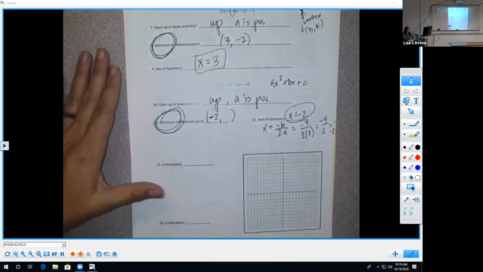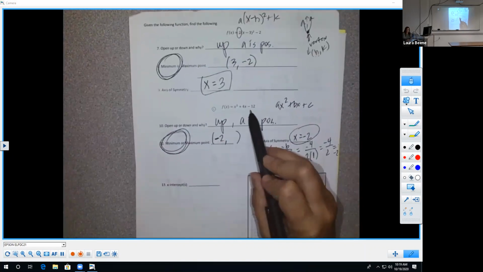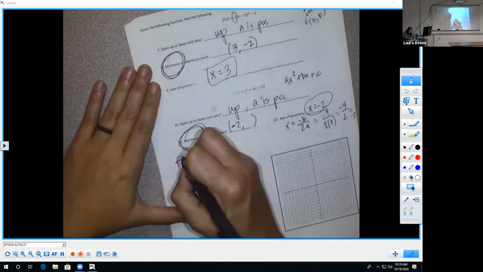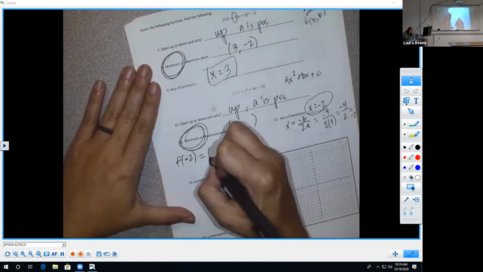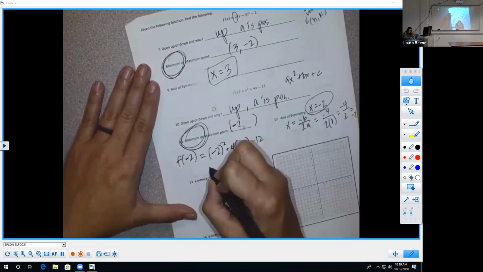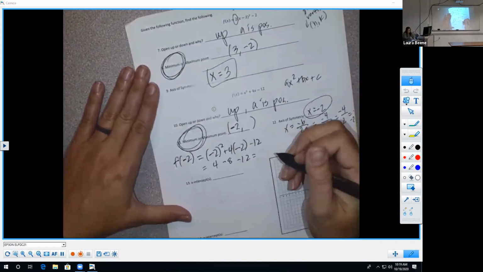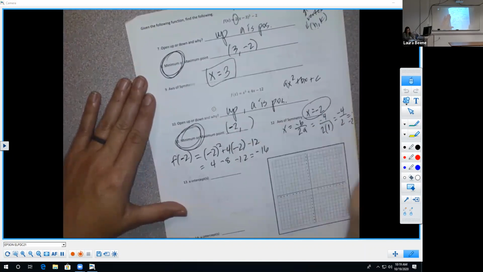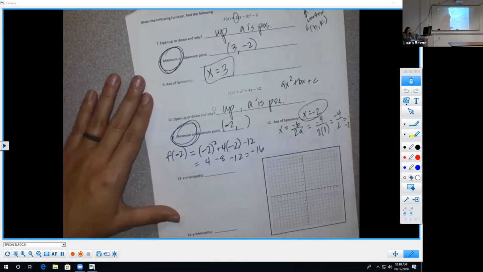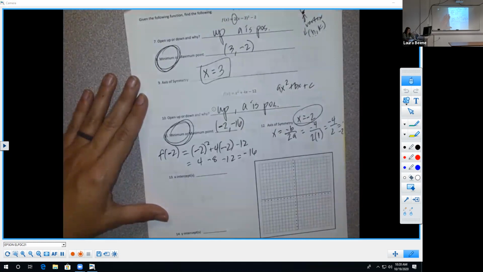How in the world am I going to find a y value? Plug x into my equation. Don't I have an equation and part of the answer? Yeah, plug it in. F of -2 equals -2 squared plus 4 times -2 minus 12. Let's see, this is 4. This is -8 minus 12. Should be -20, which would be -16. Is that what you got? I feel like that's kind of big. Is that right? Check my math. Plus 4 minus 12. That's right.